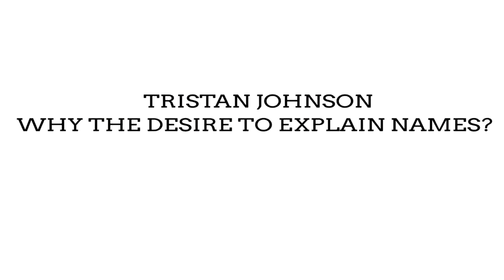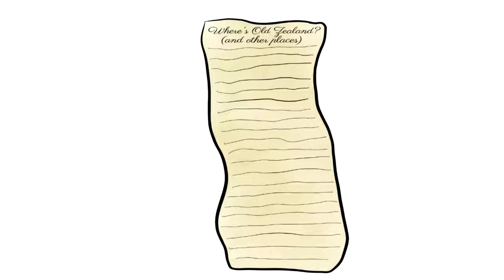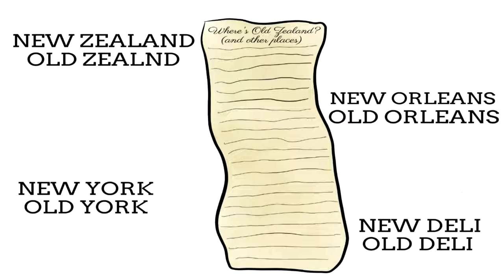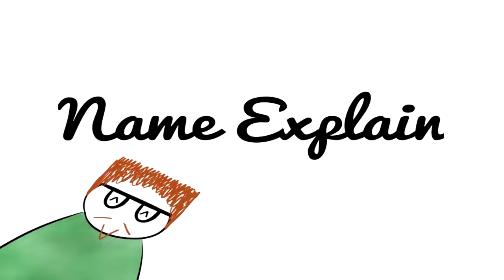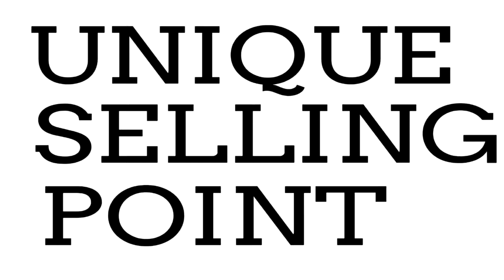Why the desire to explain names? I'm not really too sure where the focus on names came from. I had this big script all about places with new in their name and where their old places is for one of my old channels. It eventually turned into just Where's Old Zealand. I put it up on a new channel called Name Explain and here we are now. I guess I just thought that explaining names was something different and would give me a USP.